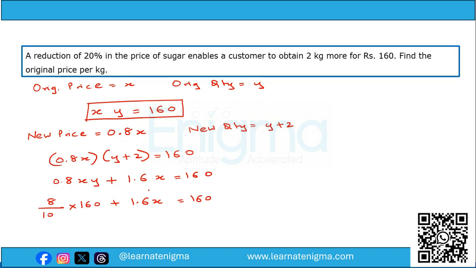Okay. So if you cancel the 0, you have here 16 into 8. 16 into 8 is 128. So if we subtract 128 from 160, we get 32. So 1.6x is equal to 32. So therefore, if we solve this, x comes out as 20. Now that's what we want to find out, the original price per kg. So that will be your answer.